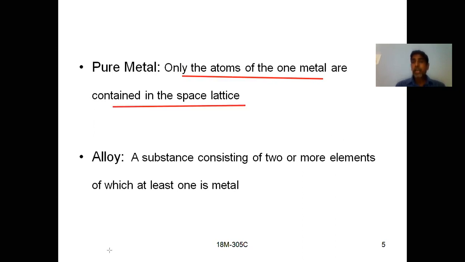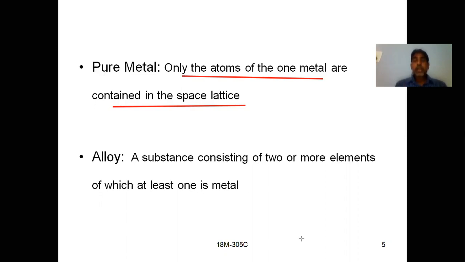And if it comes to alloy, what is the difference? You are saying that in pure metal you have only the atoms of one metal, whereas an alloy consists of two or more elements, of which one is a metal.